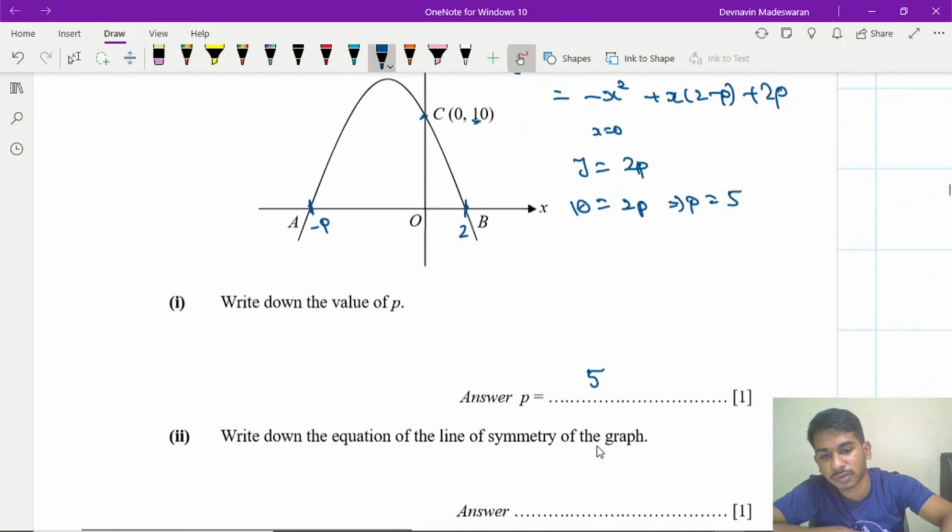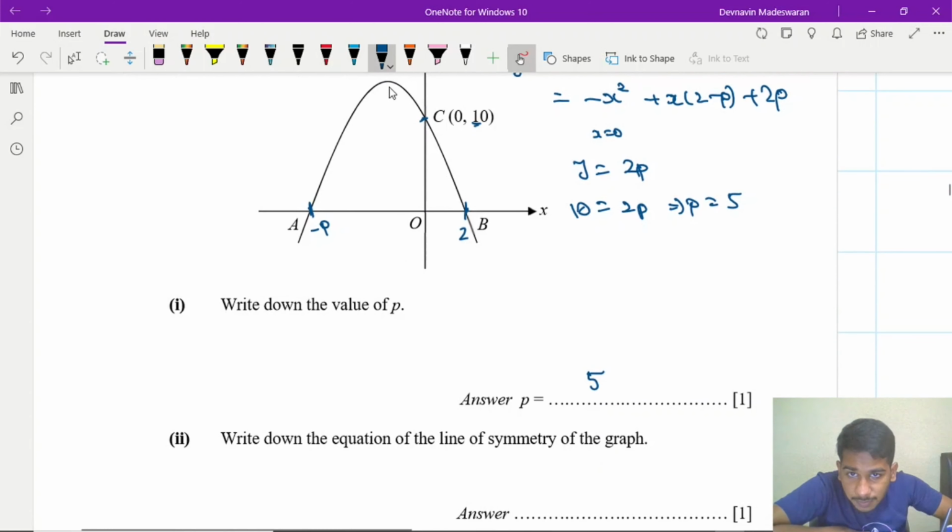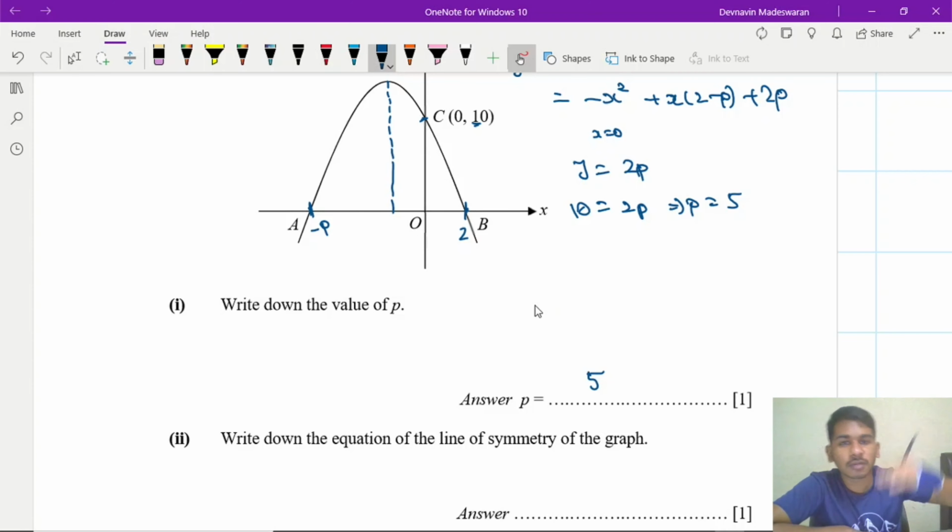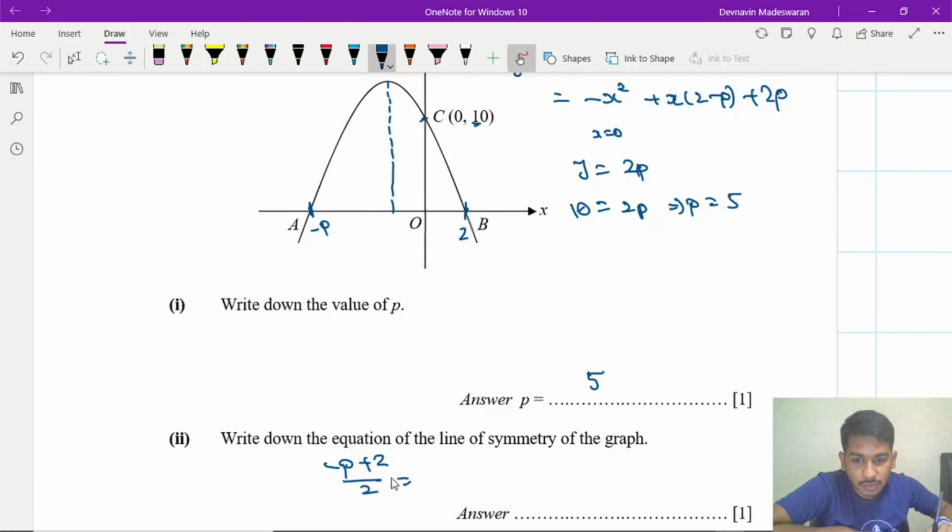Write down the equation of symmetry of the graph. The symmetry is right in the middle of these two things, negative p and 2. To find the middle, we find the average of those two things. When we have two people and want the middle of their heights, we find the average. So add them, and after you add them, divide by 2. It's going to be negative p plus 2 divided by 2. Negative p is negative 5, plus 2, divided by 2, which is negative 3 divided by 2, which is negative 1.5, which makes sense, right?